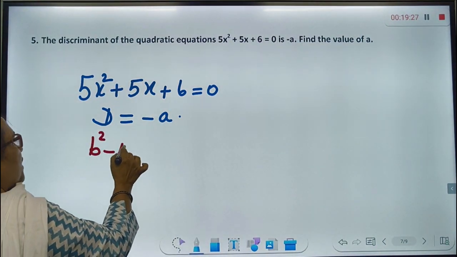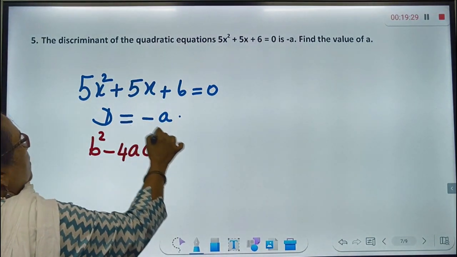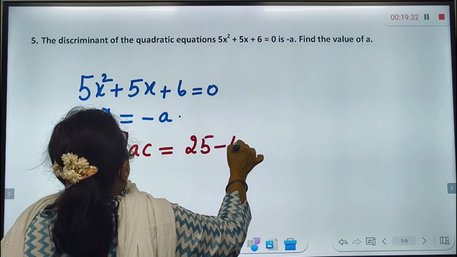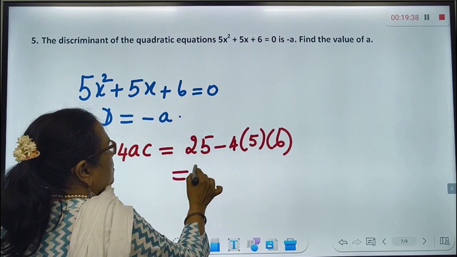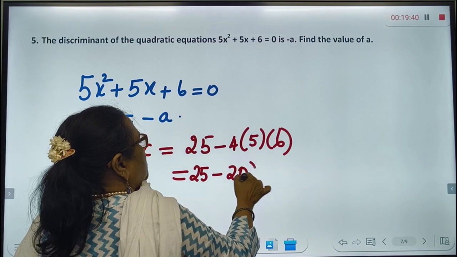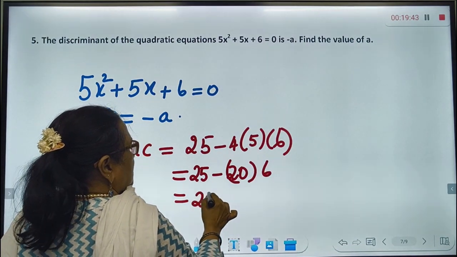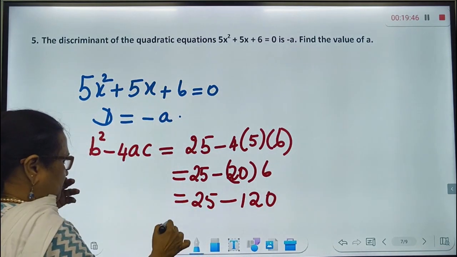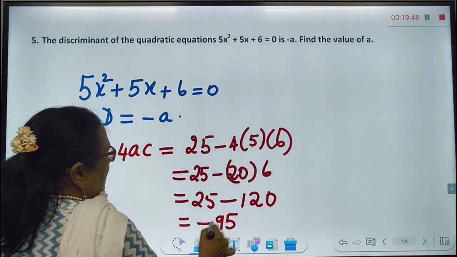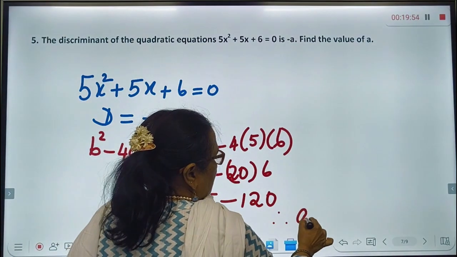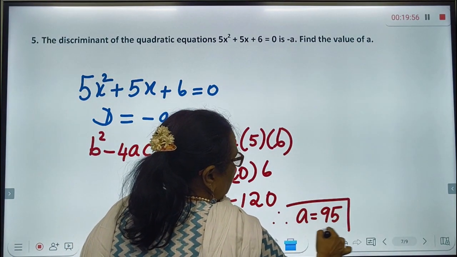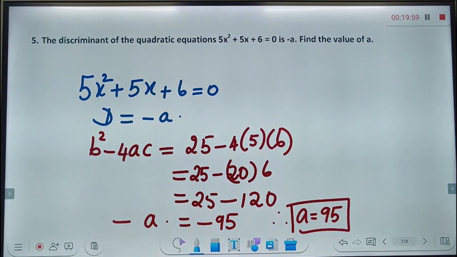B square minus 4ac, which is, what is b square? 25 minus 4 into 5 into 6, which is 25 minus 20 into 6, minus 120, which is minus 95. Now the discriminant is given to be minus a. So minus a is minus 95. Therefore, a equal to 95. So the value of a is 95 in order that the discriminant of the given quadratic is minus a.